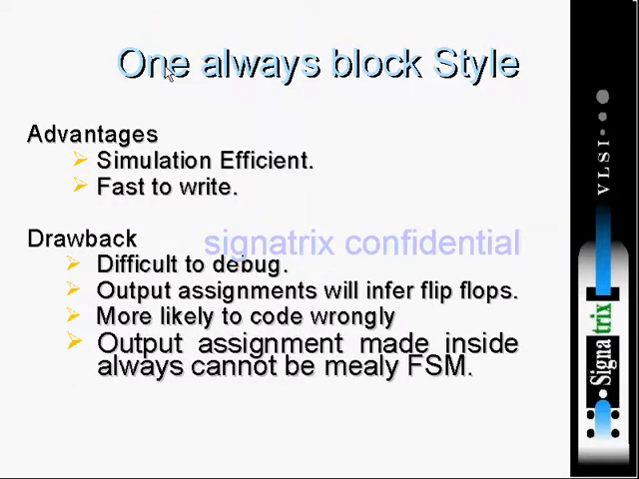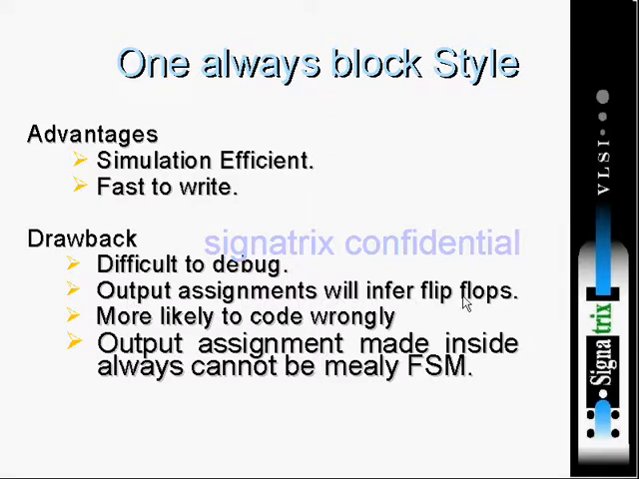Now there is one more type of FSM coding style, that is the one always block style. The advantage is that it is simulation efficient and fast to write. One always block being simulation efficient means the simulation time will be less, and you can easily and quickly write it. Drawbacks are that it is difficult to debug. So they're telling that debugging is difficult.